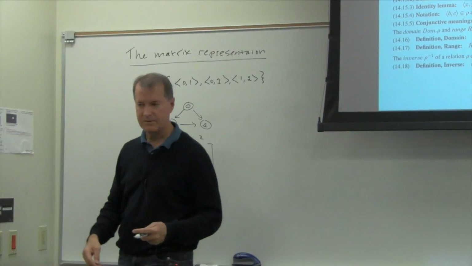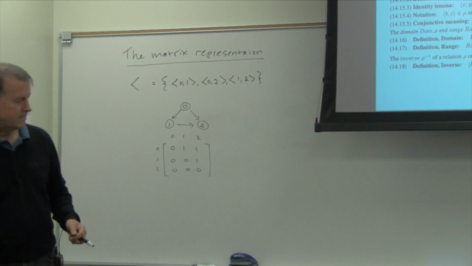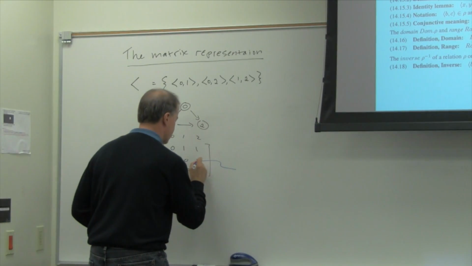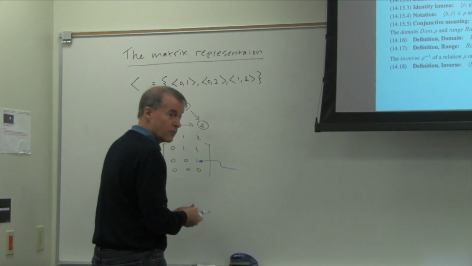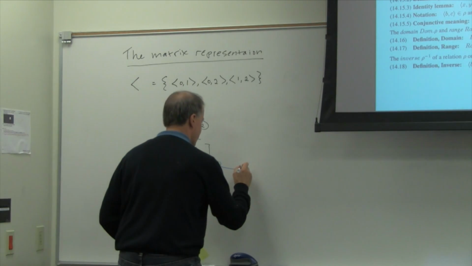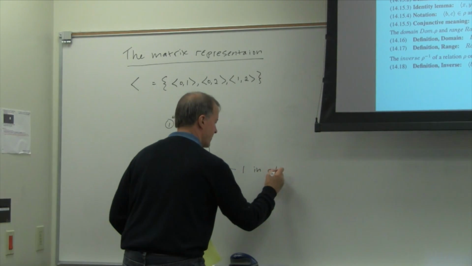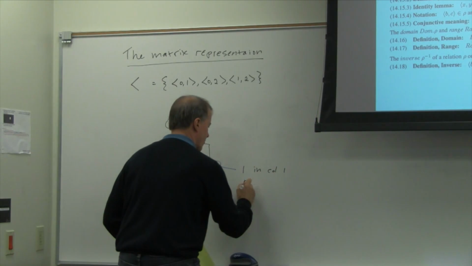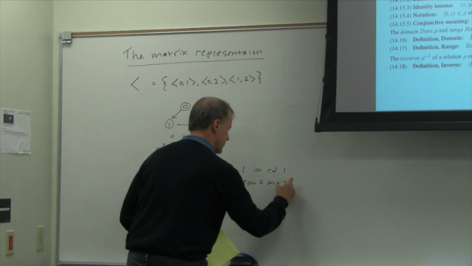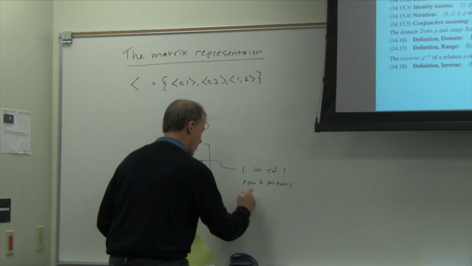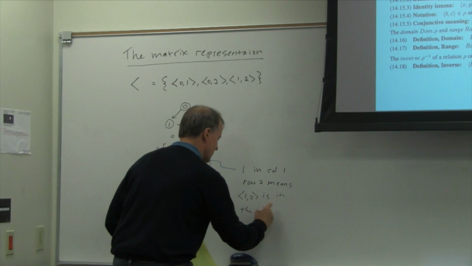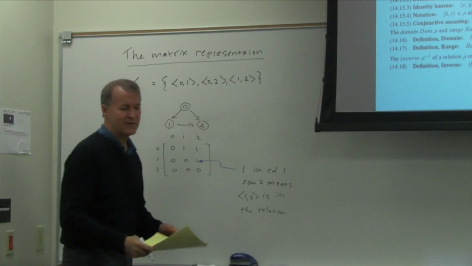Look, the row first. So this 1 in column 1, row 2, means that ordered pair (1, 2) is in the relation. Okay, now does everybody see how that works?